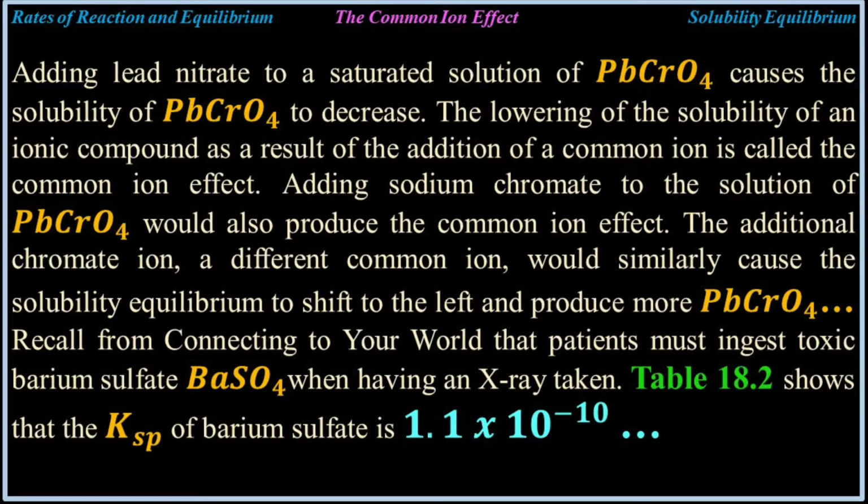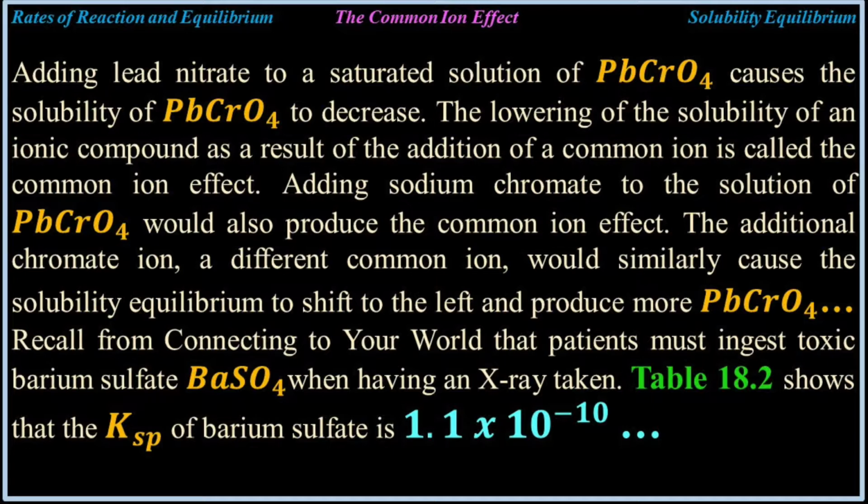Adding sodium chromate to the solution of lead(II) chromate would also produce the common ion effect. The additional chromate ion, a different common ion, would similarly cause the solubility equilibrium to shift to the left and produce more lead(II) chromate.